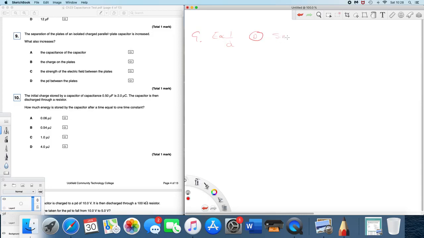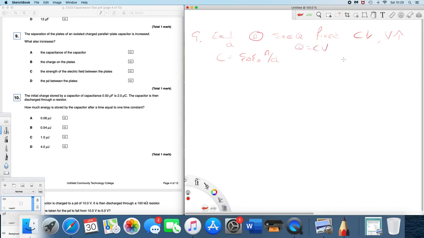We have a fixed charge on our plates. And the capacitance, of course, is going to fall because we are increasing the distance. Remember that C equals epsilon naught A over D. So if we increase this, we decrease that, which is why the capacitance doesn't increase and why A is wrong. So C falls, therefore V rises, since Q equals CV, of course.